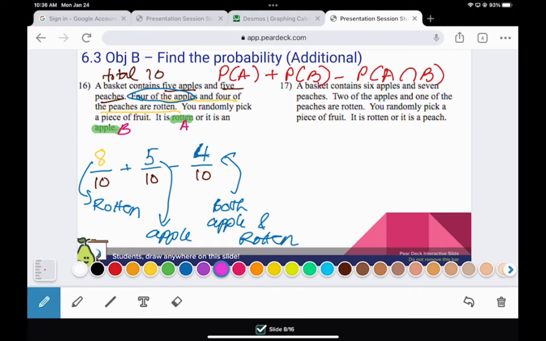Question for me. Okay, then I'm just gonna do the math. 8 plus 5 is 13. 13 minus 4 is 9 out of 10. That's how I find the probability for this one. So maybe you want to jot it down on your notes or somewhere that would help you. Okay. Questions?